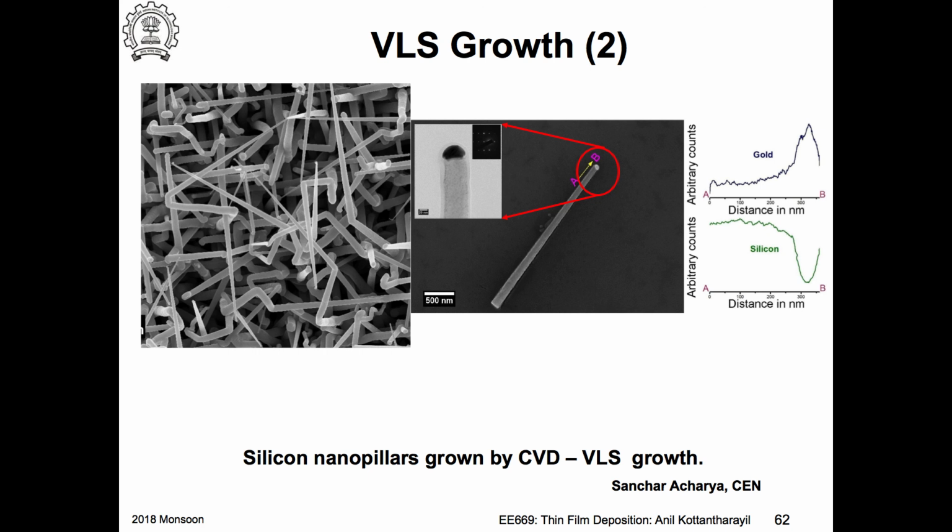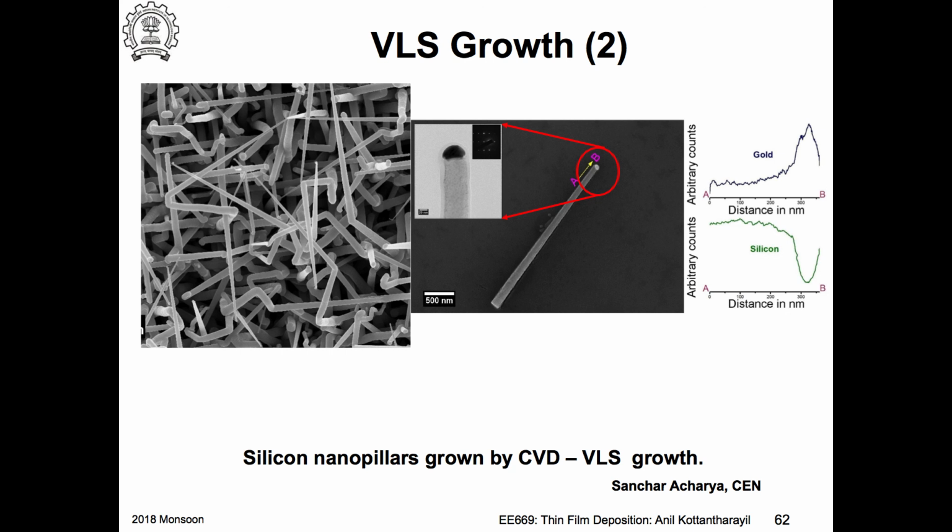So this is about 70 to 80 nanometers, and meaning, of course, the diameter is changing. And at the tip you have gold. Okay, and you can see this thing in. So this is a TEM image of the tip. So this is a silicon nanowire, and then gold. Okay, and you can verify this.